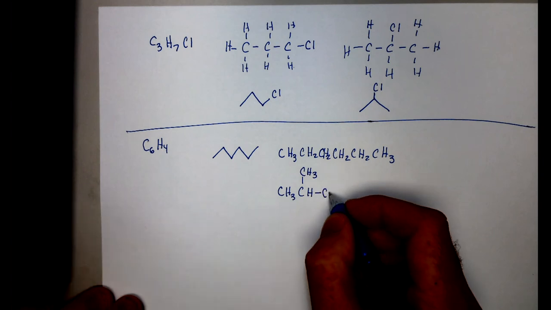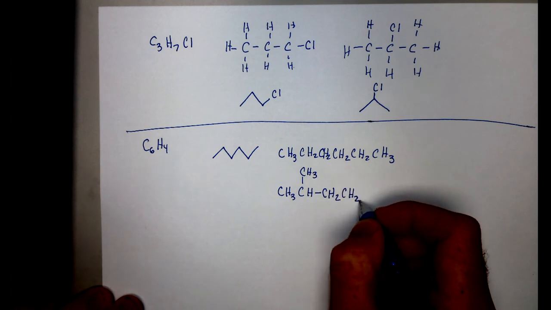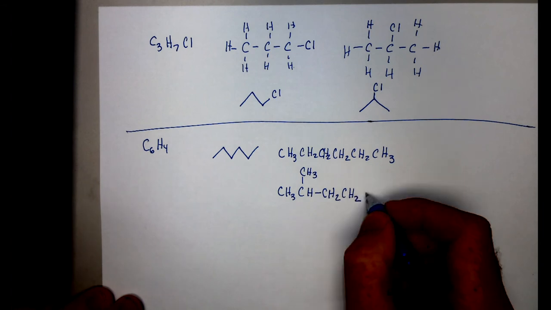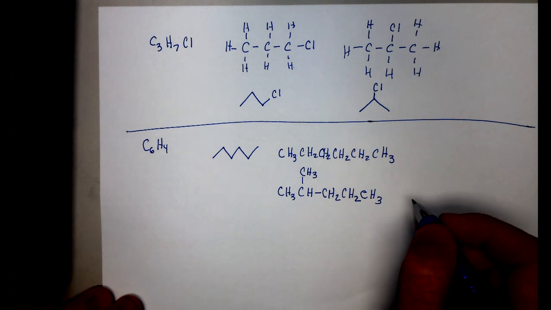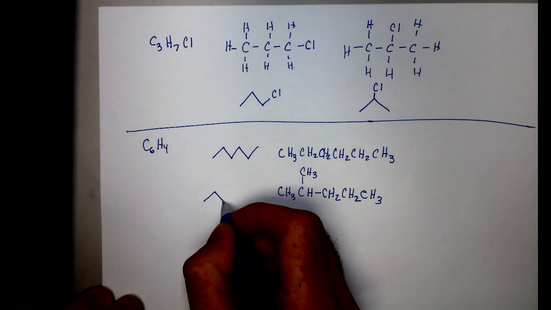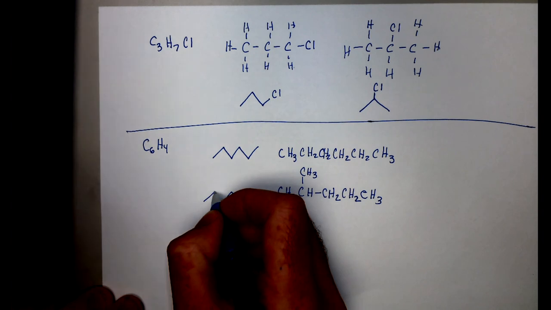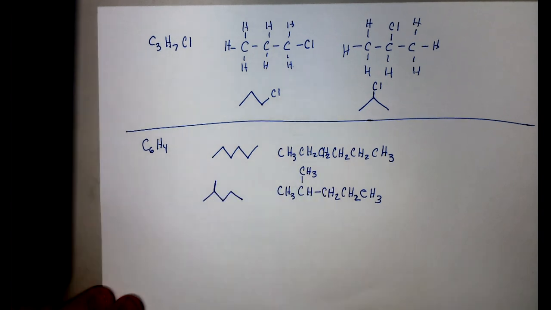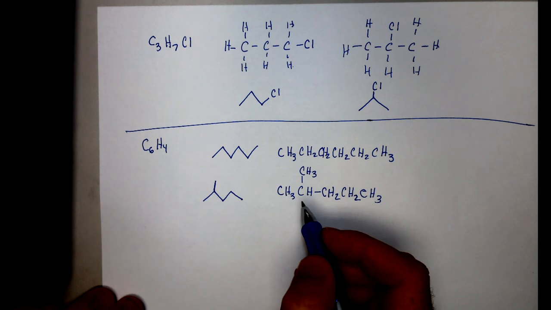Then we've got CH2, CH2, and then a CH3. So that one works. And so our line structure would look like this: 1, 2, 3, 4, 5. And we would have a methyl group coming off, which is that CH3 group. We'll talk about naming a little bit later.